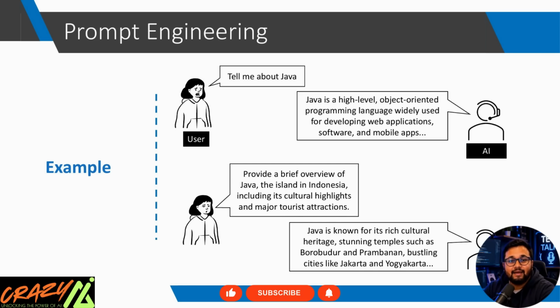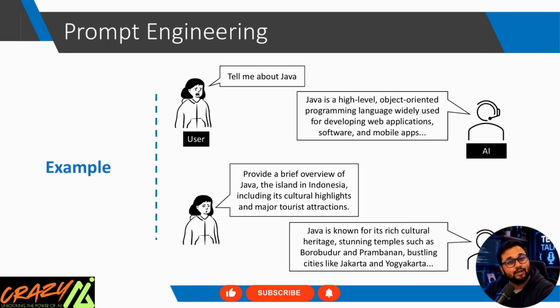Now compare that with a more detailed prompt. Provide a brief overview of Java, the island in Indonesia, including its cultural highlights and major tourist attractions. This prompt removes ambiguity and provides context. As a result, the AI generates a much more relevant response. This demonstrates one of the most important rules of prompt engineering: clarity creates better outputs.